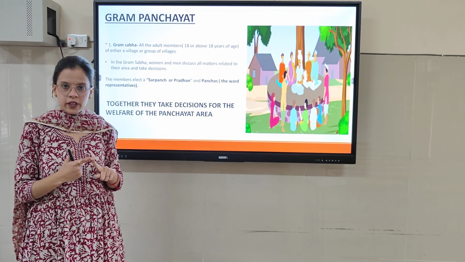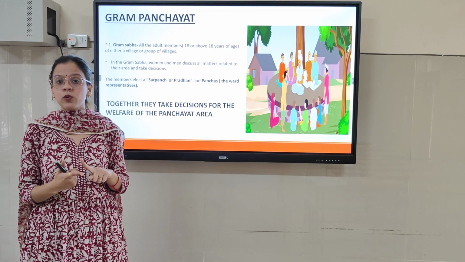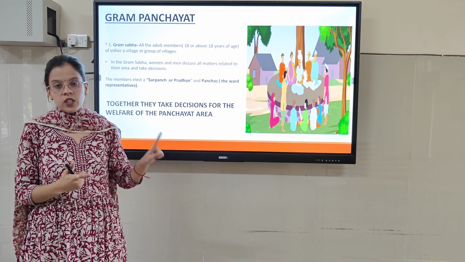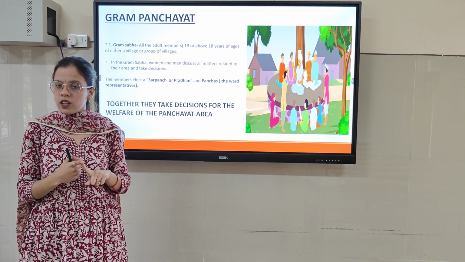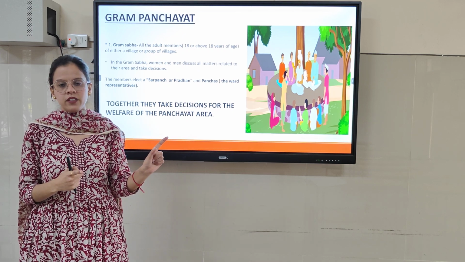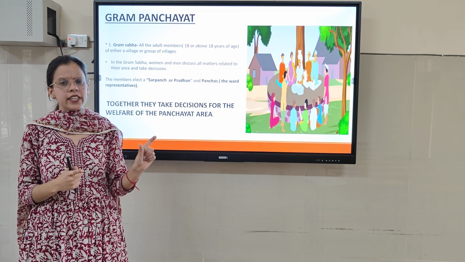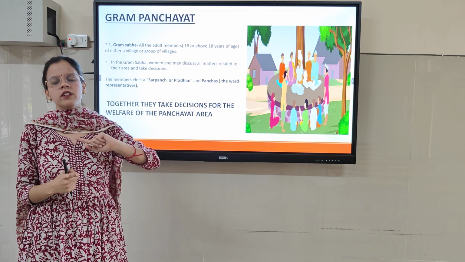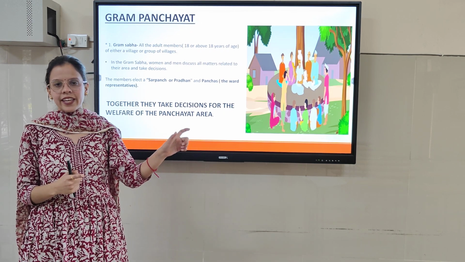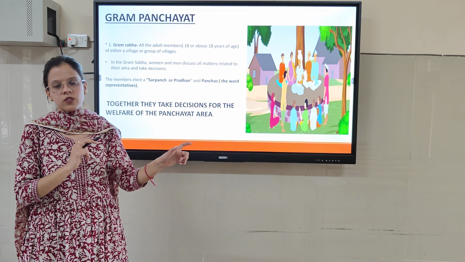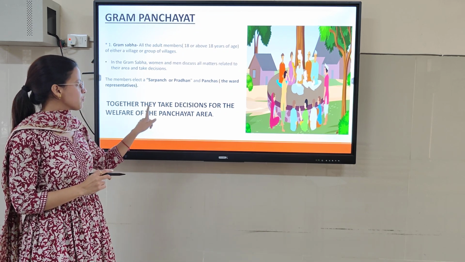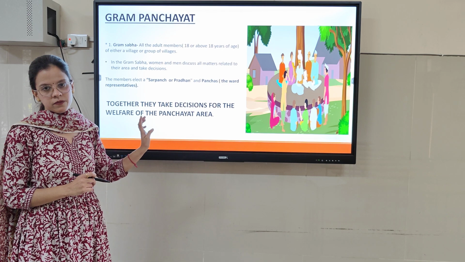But our constitution makers ensured that the right to vote should be given to women also. So the right to vote is given to all the members who are 18 or above in the Gram Sabha, in the Panchayat area, and together they form the entity which is known as the Gram Sabha. So this is the first link in this entire process of grassroots democracy. Together they take decisions for the welfare of the Panchayat area.